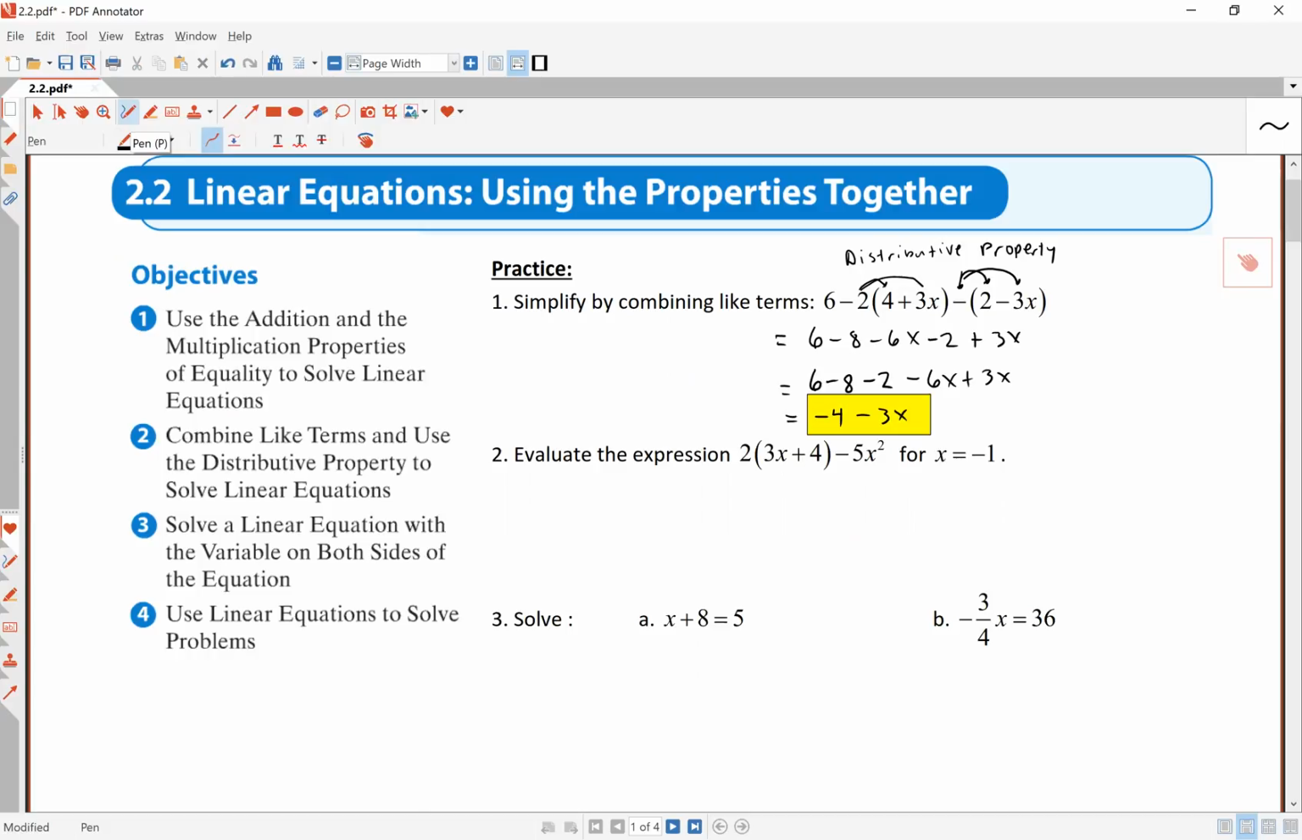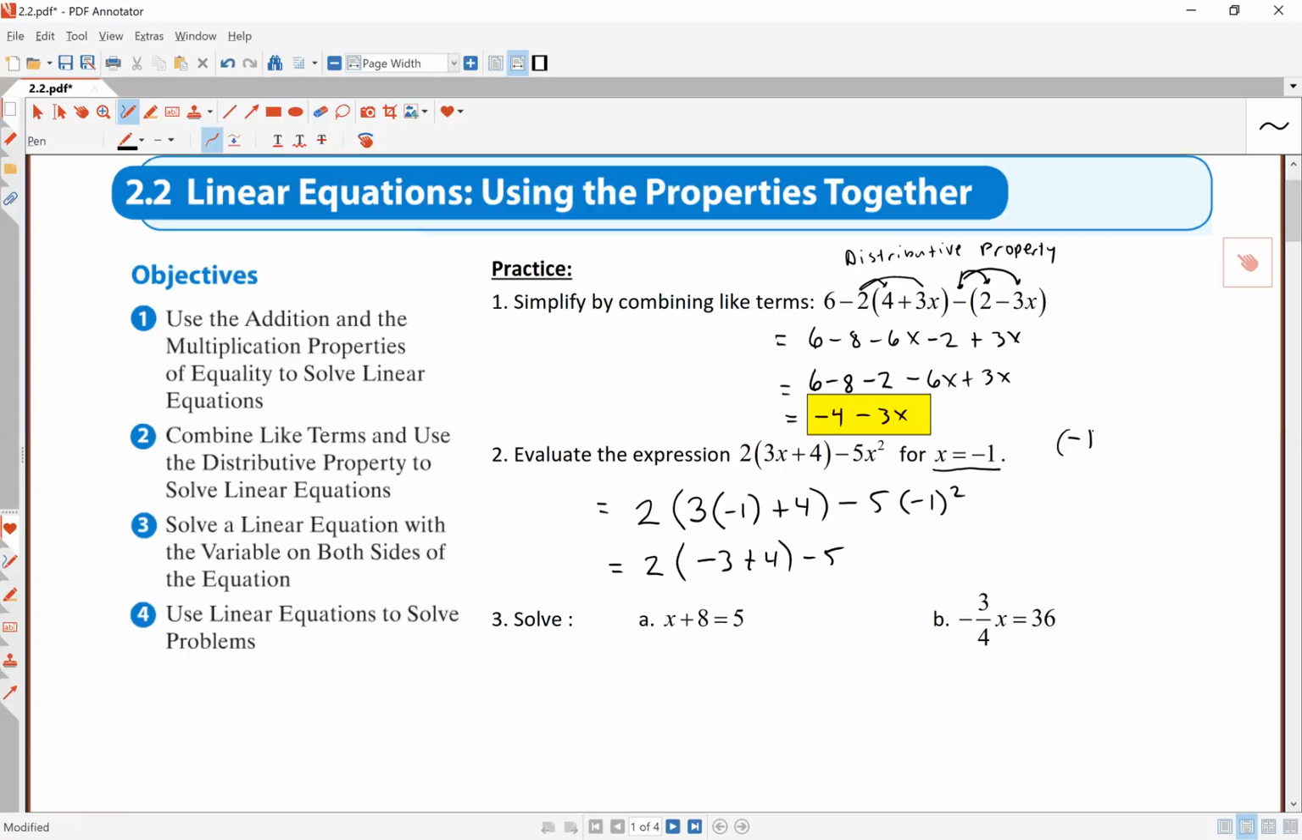In number 2, we're asked to evaluate the expression. Evaluate it when x is negative 1. So where we see this x, we're going to replace it with negative 1. That 3x is 3 times negative 1 plus 4 minus 5 times negative 1 squared. 3 times negative 1 is negative 3 plus 4 minus 5.